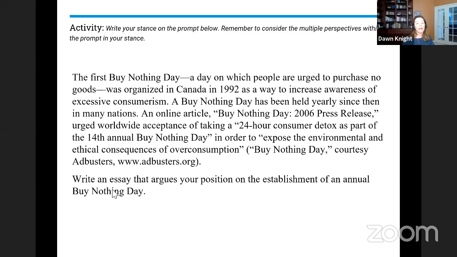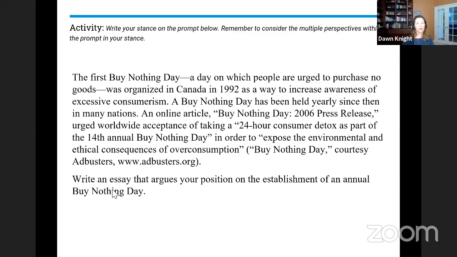We aren't actually writing the essay today, but I do want you to write down your position on the establishment of the annual Buy Nothing Day. So, what is your stance? Thinking about the information that you just did in the previous activity, when you look at all of the variety of perspectives, the different ideas of why one would or would not support the annual Buy Nothing Day, then decide what your stance is on it and write a thesis statement.